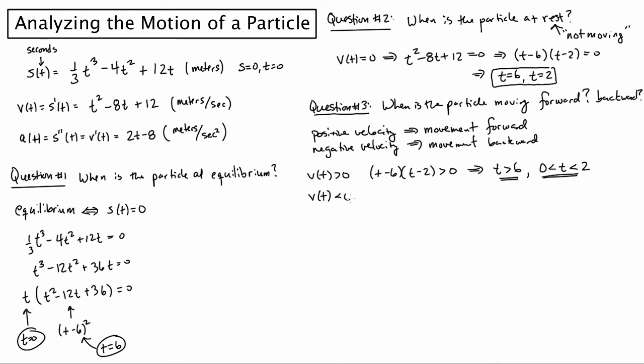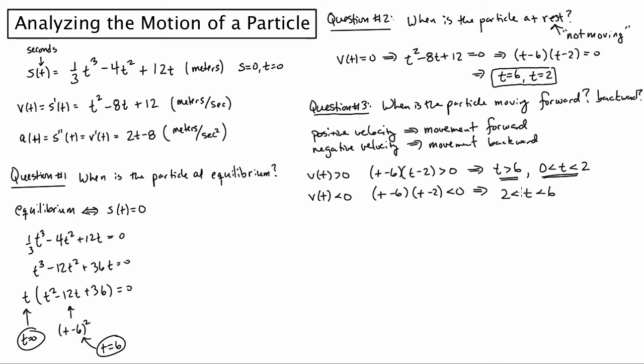When is the particle moving backward? Well, that's when the velocity is less than 0. And so the velocity is less than 0 when (t minus 6)(t minus 2) is less than 0. And applying the same sort of logic as before, you get a negative number when one of them is positive and the other one's negative. And the only way for us to do that is to have t between 2 and 6.